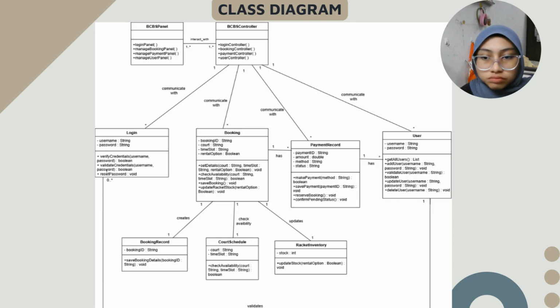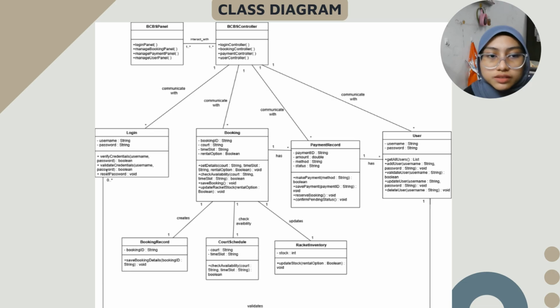From the controller, it will communicate with login, booking, payment record, and also the user. So for the login, the attributes are username and password in string. And then for the methods, verify credential, validate credential, and also reset password. And then controller communicates with booking, the attributes such as booking ID, court, time slot, and also rental option. For the methods, set details, check availability, save booking, and also update record stock.